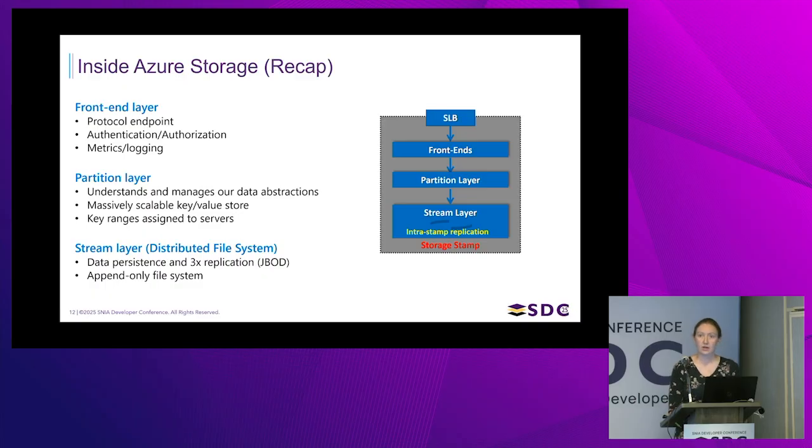Finally, the stream layer, that's not something we had to modify for this particular project. That's our distributed file system, not a file system as in POSIX. This is an append-only system. This handles our replication, all of the persistence, EC, those sorts of things. Stream layer is very cool, just not the topic here. That probably deserves a presentation within itself.